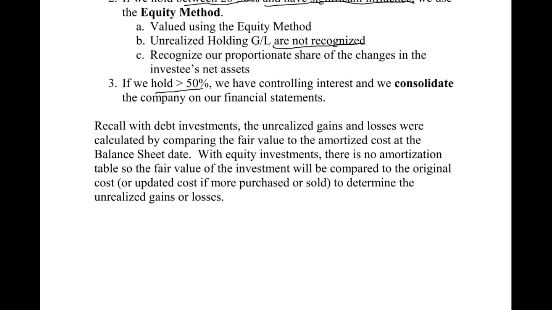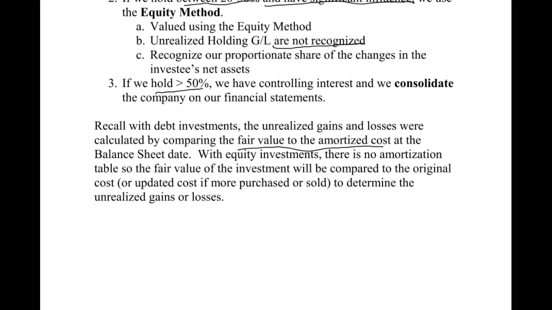All right. So just remember that with debt investments, the unrealized gains and losses were calculated by comparing the fair value to the amortized cost. The amortized cost was the far right-hand column of the amortization table. So we would take the fair value compared to that number, and then we would recognize an unrealized gain or loss for the increase or decrease depending on which direction it went.